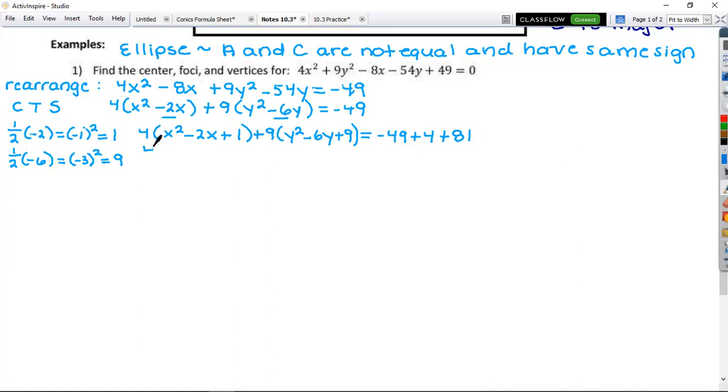So I have a 4, and then I'm going to go x minus 1 squared plus 9, and then I'm going to go y minus 3 squared is equal to negative 49 plus 4 plus 81 is 36. If you pick up your formula sheet right now, you will notice that the ellipse is equal to 1. So that means I have to divide everything by 36. So I divide by 36, divide by 36, divide by 36.